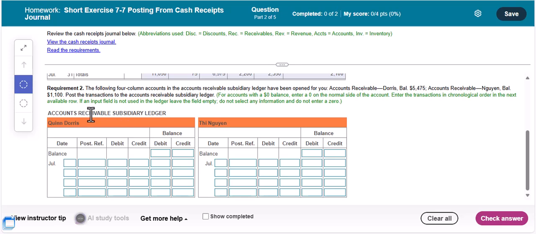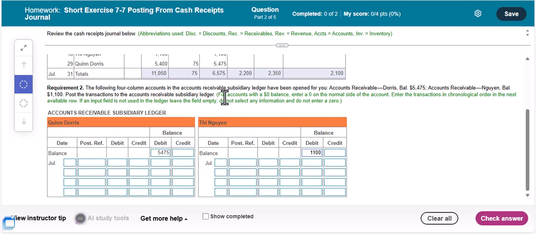So here's our AR subledger for Doris, and here's our AR subledger for Nguyen. Each of them has a balance, so where does that balance go? For Doris, we have that 5475. Is that a debit or a credit? All AR balances go on the positive side, so AR increases on the left side. So that is going to be a debit of 5475 for Doris, and then 1100 for Nguyen as a debit as well. Then we are going to post any AR amounts from the cash receipts journal up here.